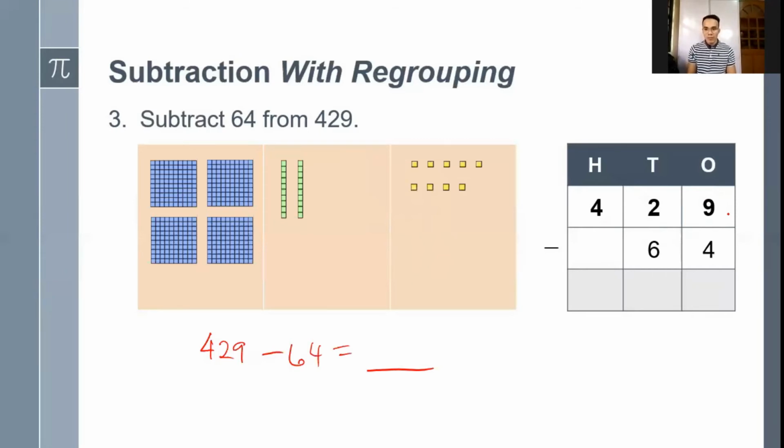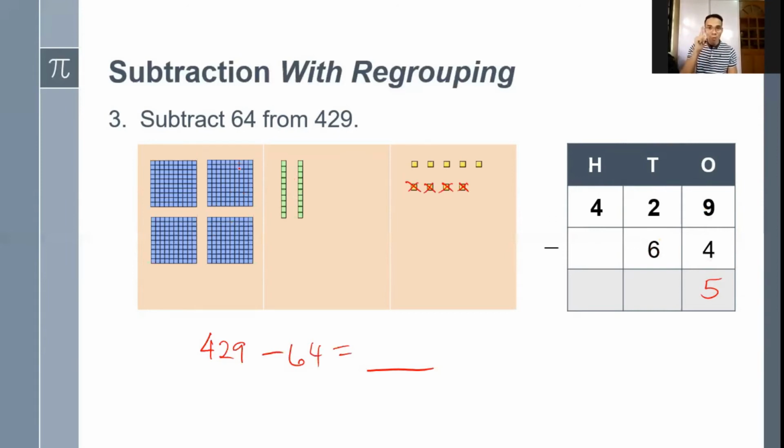Look at the ones. We have 9 ones, and we're going to take away 4. We have enough ones, right? So we don't need regrouping here. 9 ones, take away 4. We have how many ones left? There are 5. 9 minus 4 is 5. Next, 2 tens, we're going to take away 6. We don't have enough tens, so we have to regroup the hundreds.